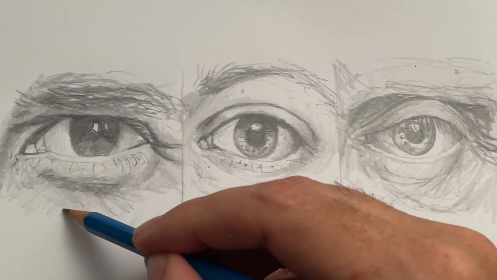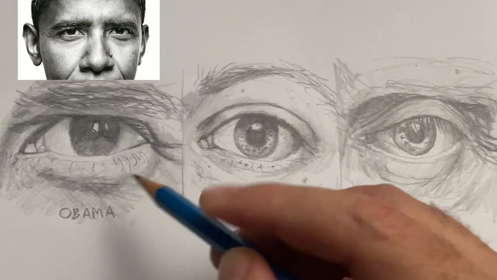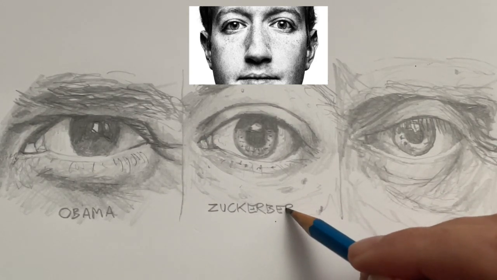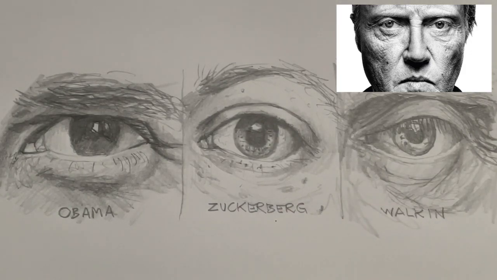Okay, there we have it. Those are the left eyes of President Barack Obama and tech mogul Mark Zuckerberg and famed actor Christopher Walken.